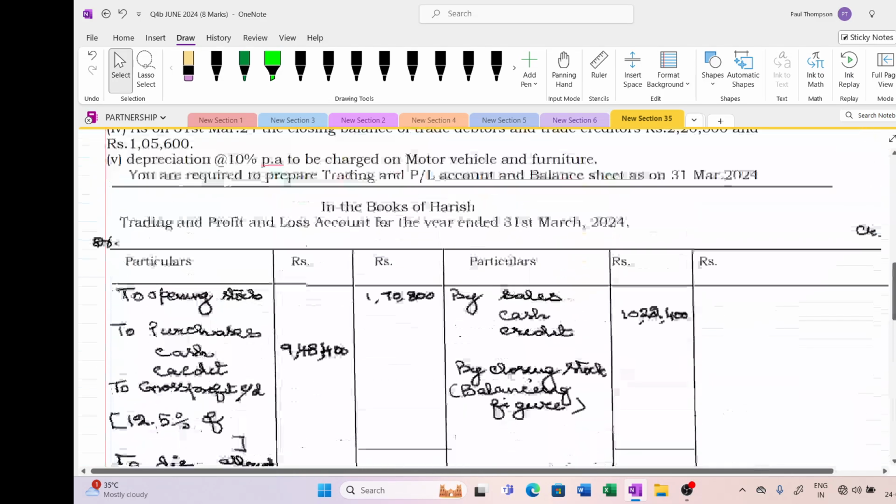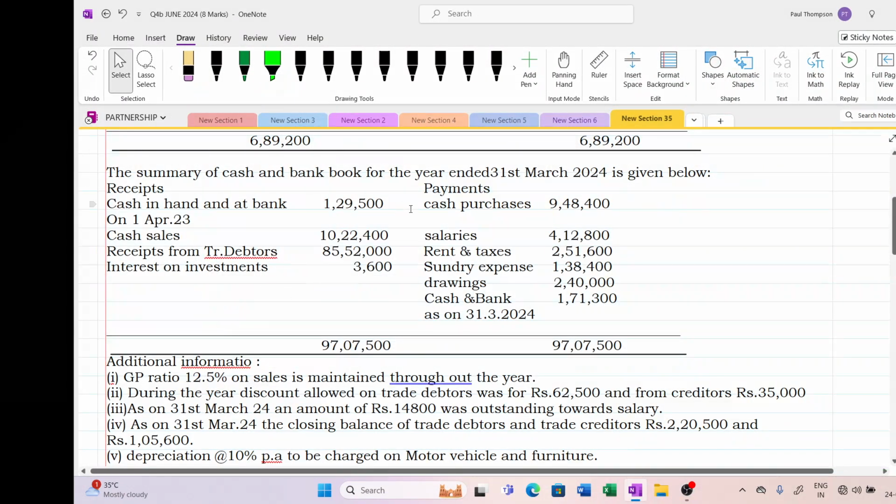I'll show you the sum. See here, this balance we don't need anywhere. Opening cash and bank. Okay, next one. Cash sales I have taken to trading account. Receipt from debtors I have taken to debtors account. Interest on investment I have taken to the credit side of P&L account. Cash purchases I have taken to trading account debit side. Salaries I have put in P&L account. Rent and taxes I put in P&L account. Sundry expense, P&L account. Drawings I have subtracted from capital account in balance sheet. Cash and bank as on 31/3/2024 is my asset on the balance sheet.